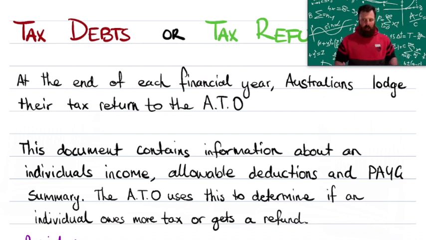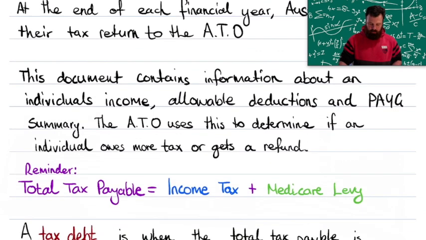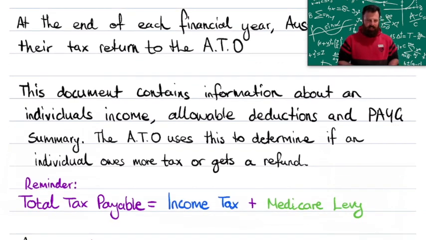And the ATO combines all this information and uses those tax tables to determine if you owe more money because you haven't paid enough tax yet, or if you get a refund because you've already paid too much tax. So let's go and have a look at that. Just a reminder before we jump into this that your total tax payable is your income tax plus your Medicare levy. So just remember that.